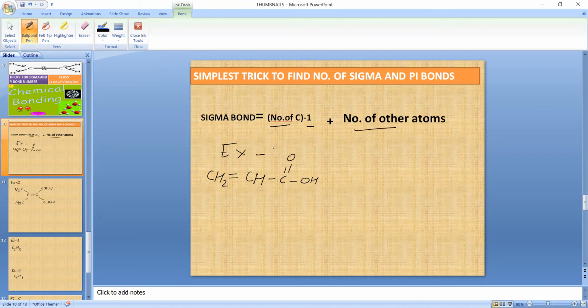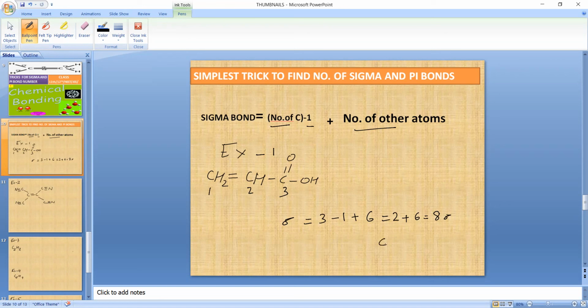Example number 1. First count the number of carbon atoms: 1, 2, 3. Sigma bonds equal 3 minus 1 plus the number of other atoms: 2, 3, 4, 5 and 6. Then 2 plus 6 is equal to 8 sigma bonds. Let me check whether this formula is correct or not.